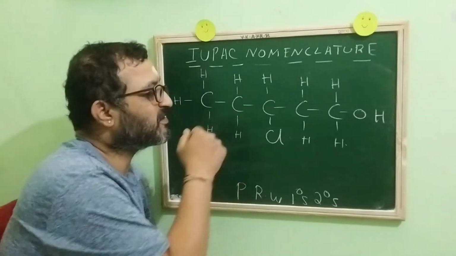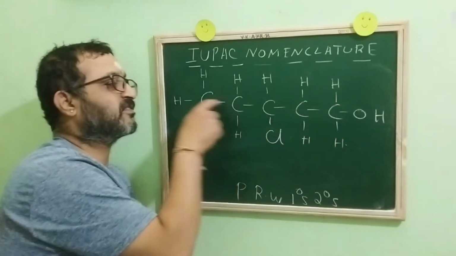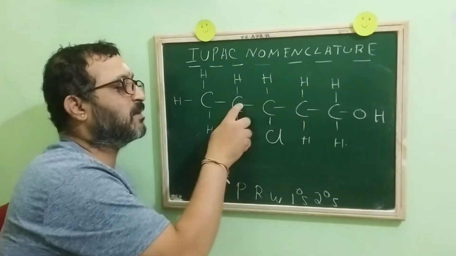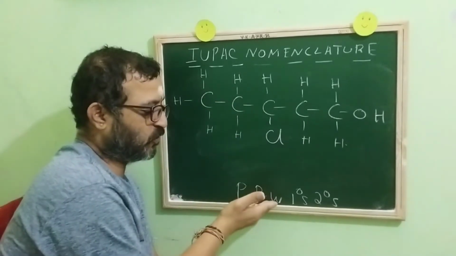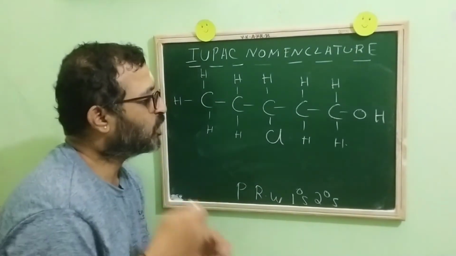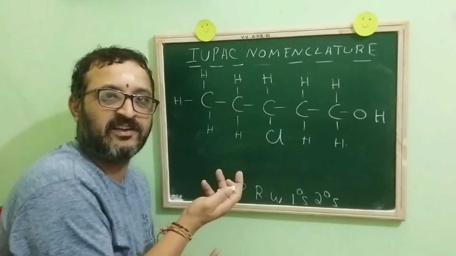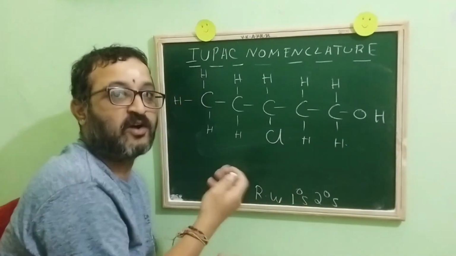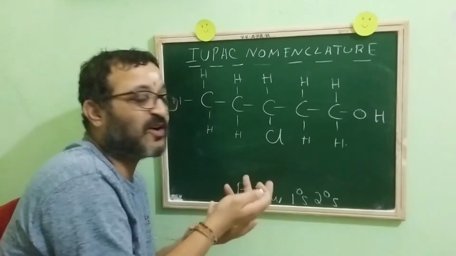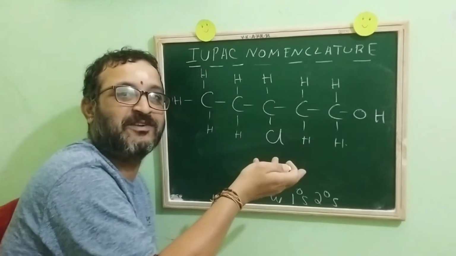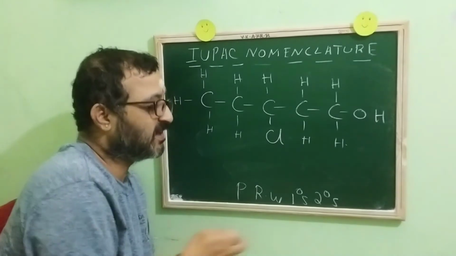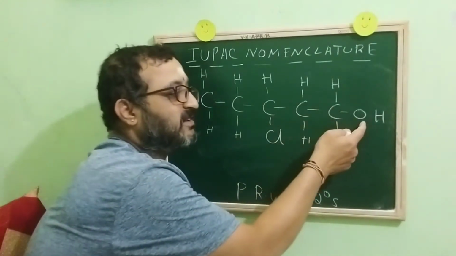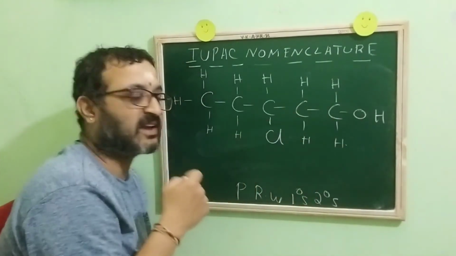Now, which is the parent chain? Obviously, the straight chain is the parent chain, containing how many carbon atoms? 5. So the root word will be what? Pent. Do we have a prefix here, that is, a side chain? Yes. We have a chloro. Do we have a primary suffix? Obviously, boss. There is no compound in the world without a root word and primary suffix. These two definitely should be there. Sir, what about the secondary suffix? Yes. OH is the secondary suffix.